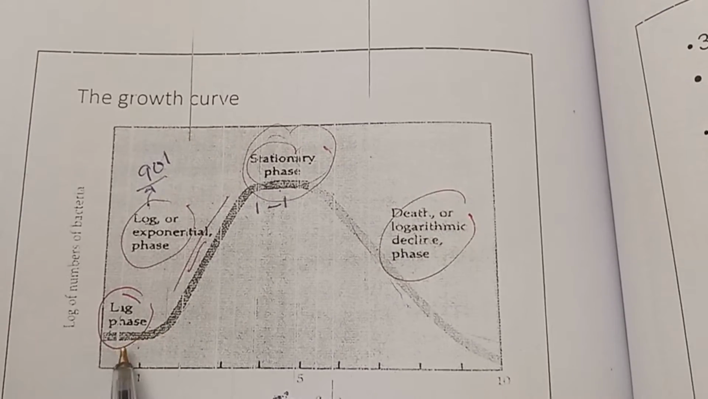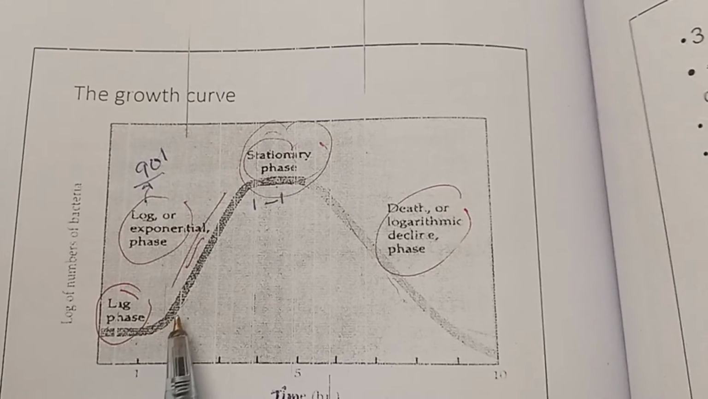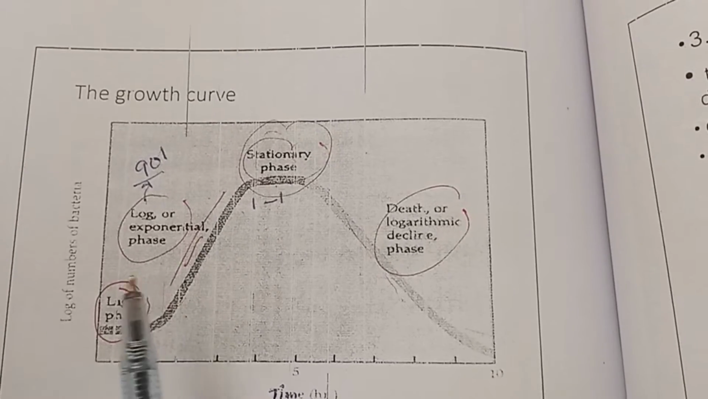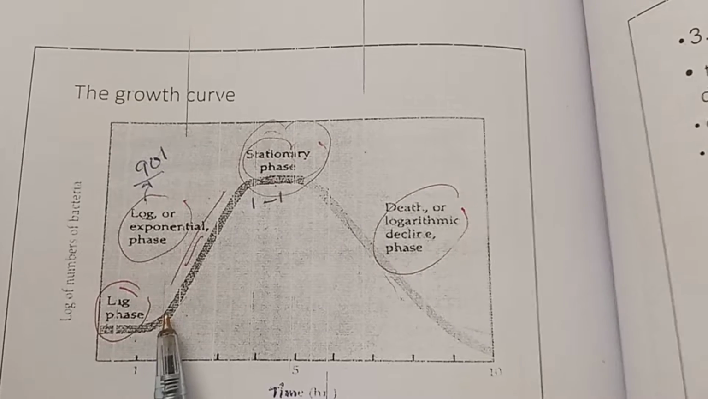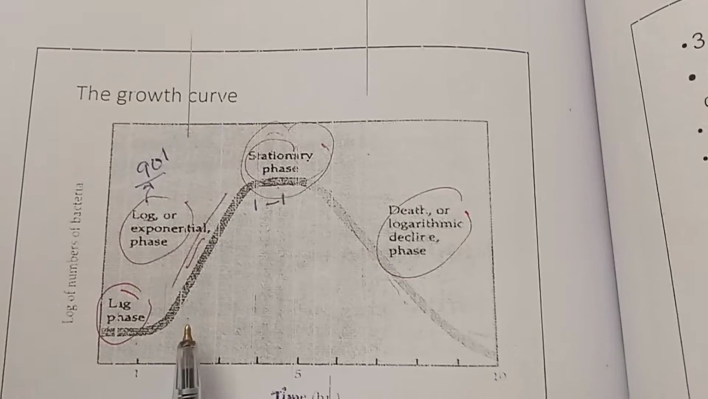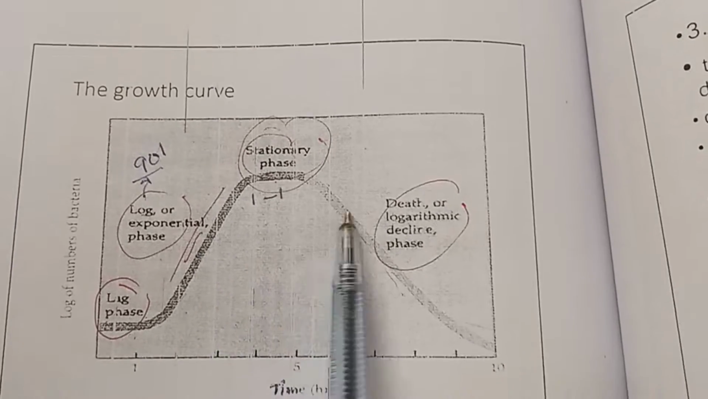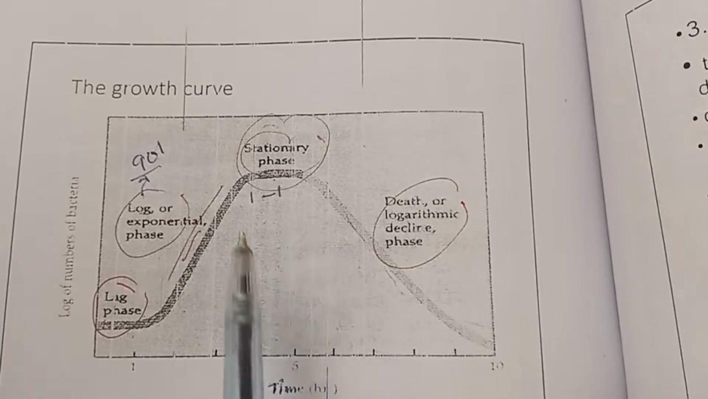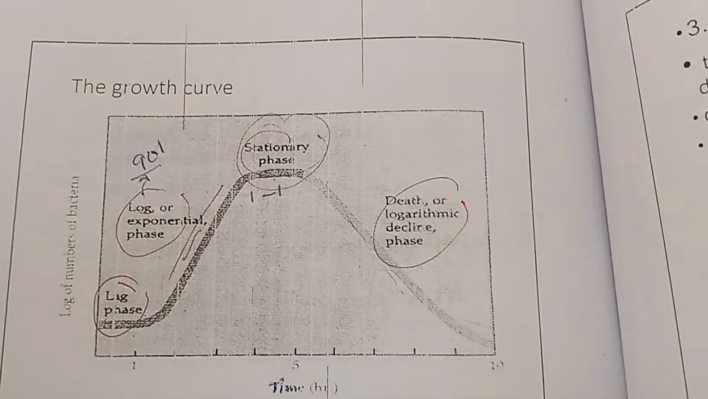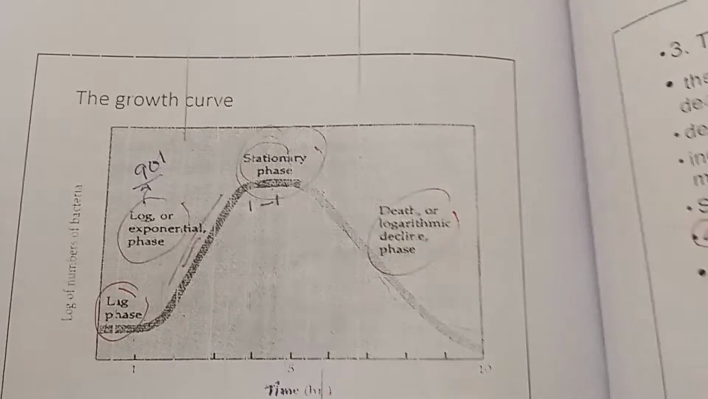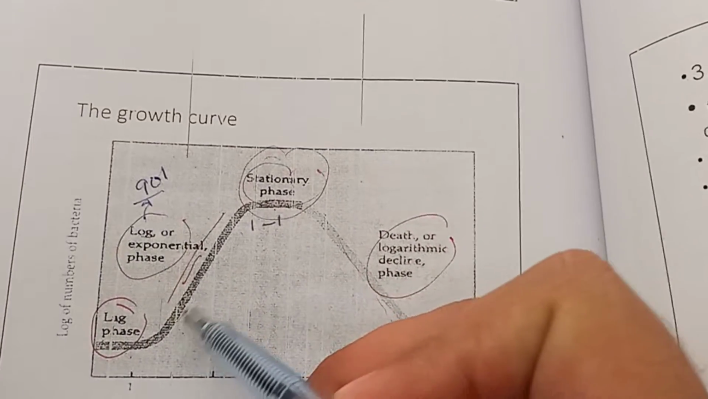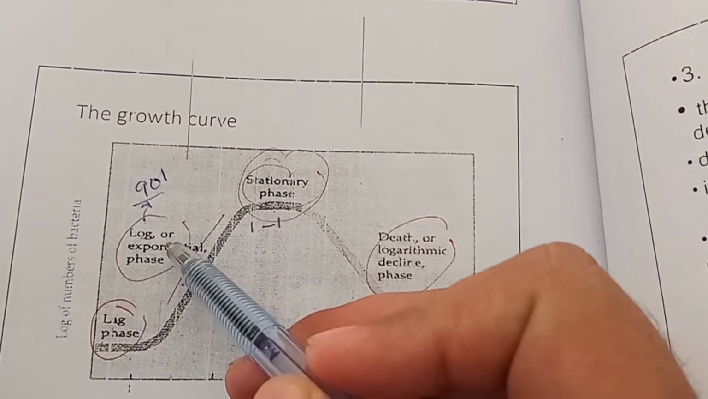What happens when the time passes? The population increases. How? The cell divides into two. One cell divides into two. Like this, the second cell divides further into two. So like this, the population of the bacteria is increasing. This phase where the population is increasing is called the log phase.